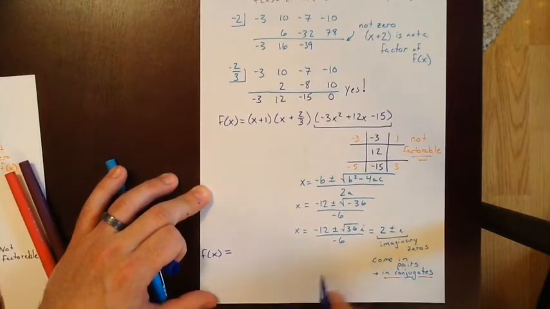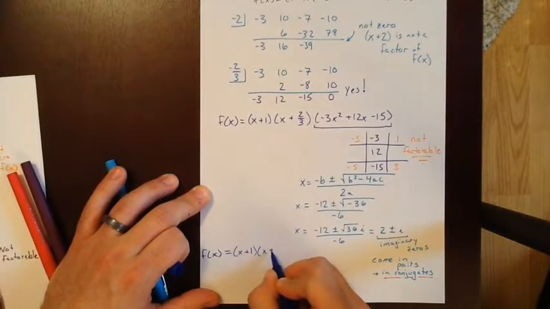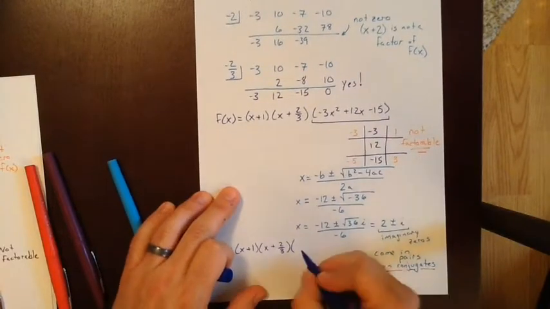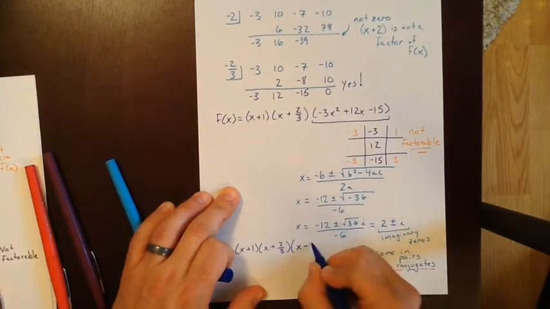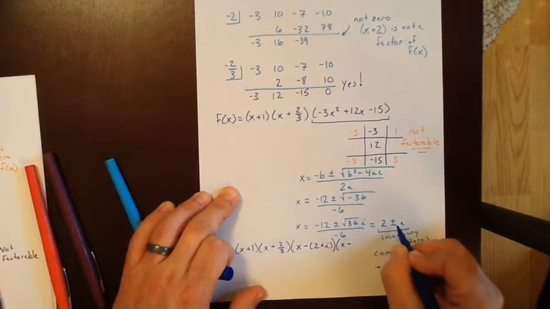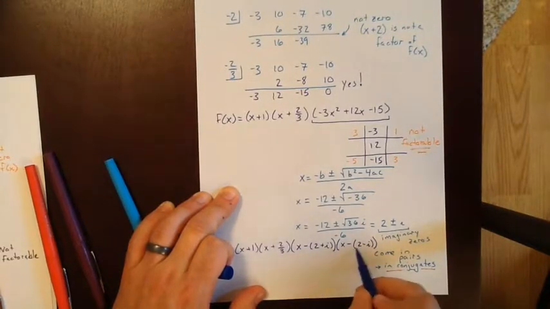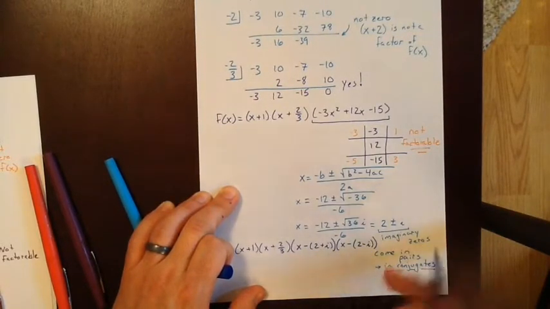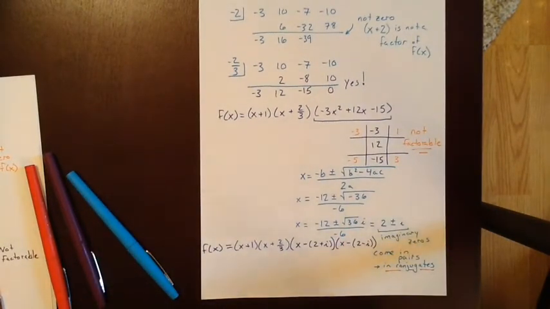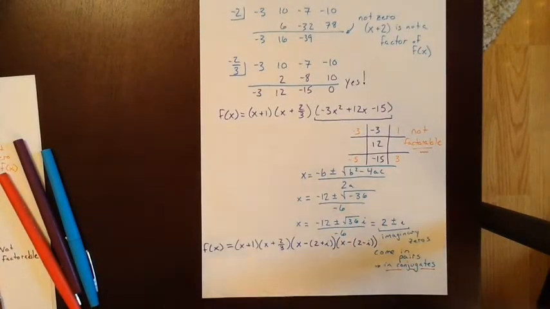So let's finish this up by writing the factors. x plus 1, x plus 2/3, and then for our imaginary roots, I would write x minus (2 plus i), and then x minus (2 minus i). Yes, it's always subtraction and then the imaginary root. If I put addition there, it changes the root a little bit. So we always do subtract the root when you find it, if it exists.